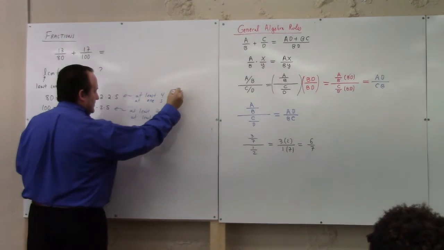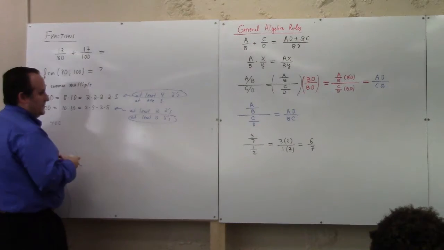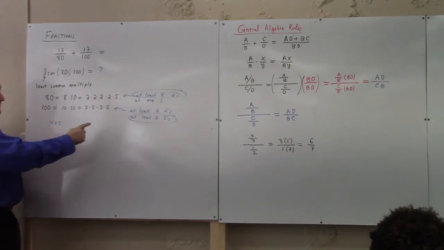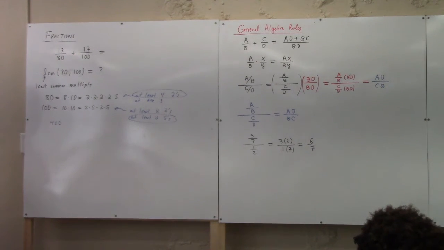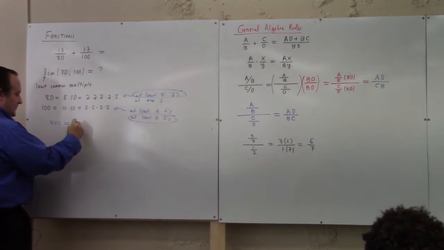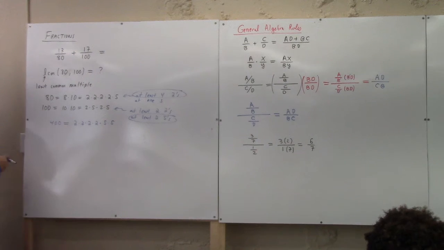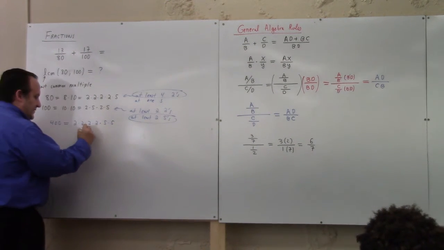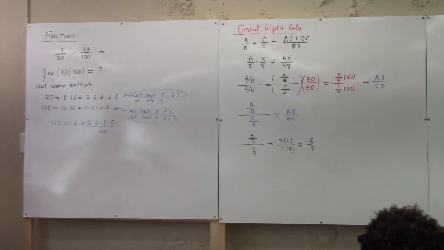So we're going to do this one and this one, because if we satisfy these two circled conditions, we automatically have at least 1 5 and at least 2 2s. So what does that give us? Well, 400 is exactly 2 times 2 times 2 times 2 times 5 times 5. These guys right here are 100, and that's 4 times 100, which is 400. So 400 is the LCM.